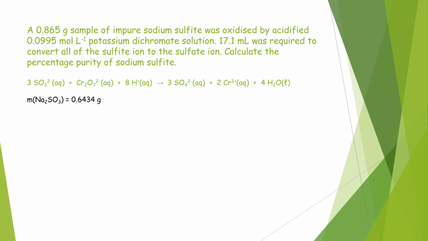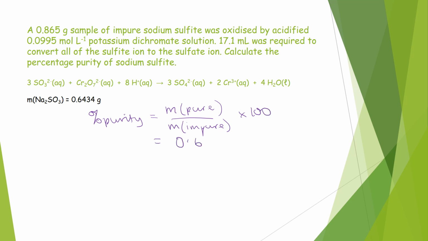Now that we've got our mass of pure sodium sulfite, we can apply our percentage calculation. So the percentage purity will equal the mass of the pure over the mass of the impure sample times 100, which in this case is 0.6434 divided by 0.865 times 100, and this comes out to 74.4%. And we've got 3 significant figures, so 3 significant figures.